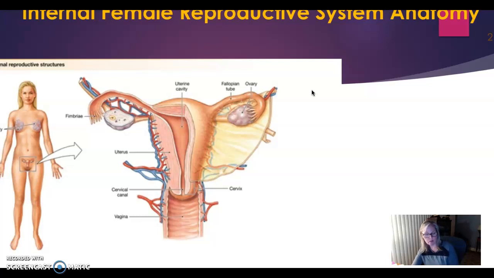So here's a quick overview of the female reproductive anatomy, and we're primarily concerned with internal female anatomy. So we're going to focus specifically on the fallopian tubes, the ovaries, the uterus, and somewhat on the vagina.